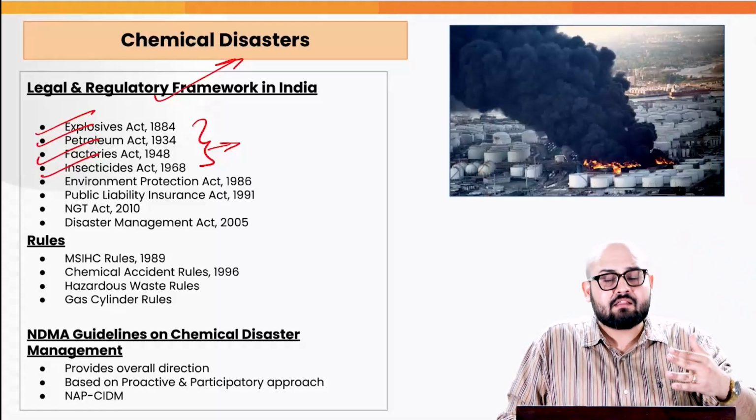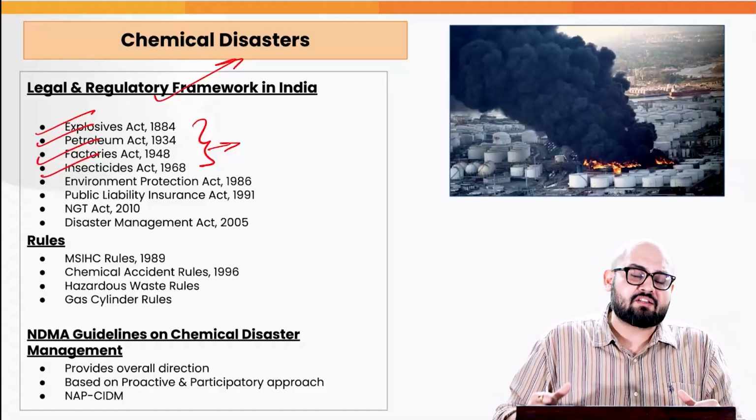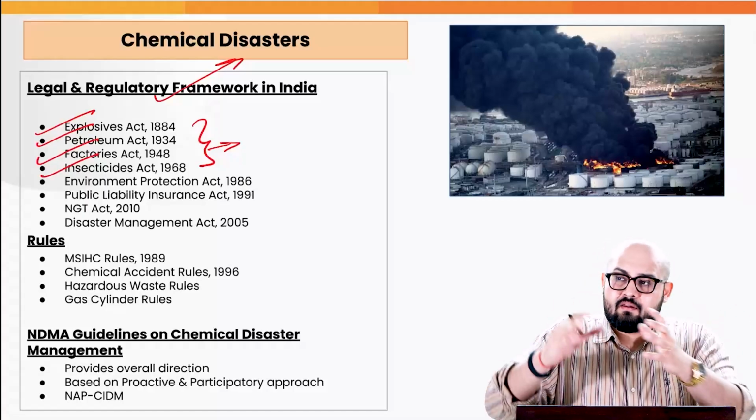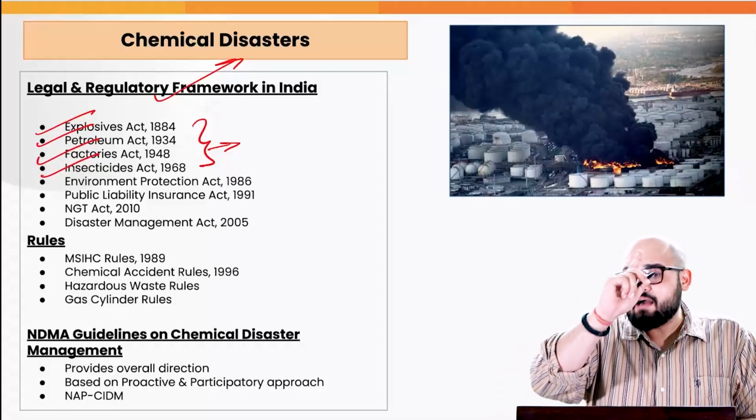They have certain guidelines which are to be followed by different domains. For example, we have insecticides manufacturing plants, or for example, we have petroleum refining units, right? So they have to abide by these principles. Now, I have a question in front of you.